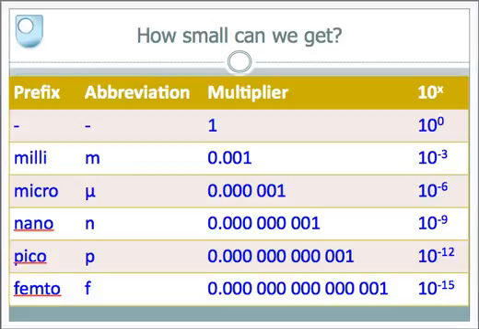How small can we get? Well, we've looked at a milli, 1,000th, and we've looked at a micro, a millionth. We can keep dividing by 1,000, just like when we're looking at large numbers, we multiply by 1,000. My next number is the nano, and then the pico. The pico is 10 to the minus 12, and the femto, which is 10 to the minus 15.